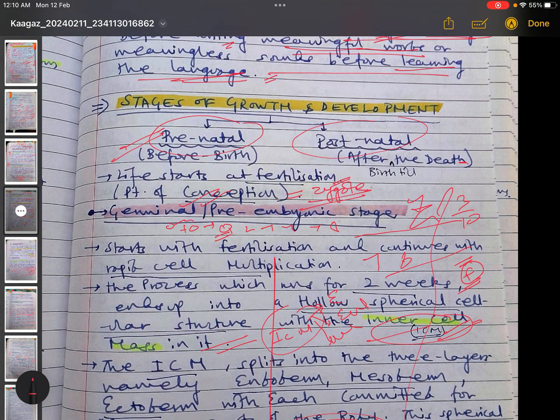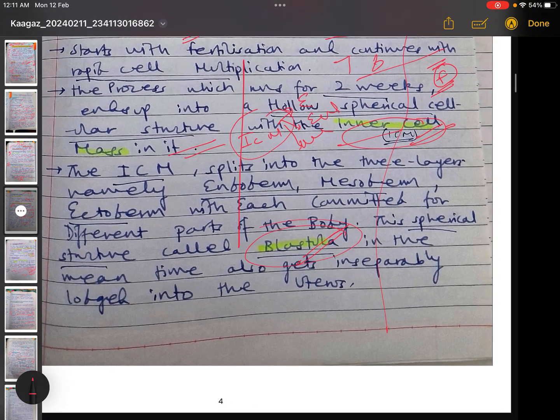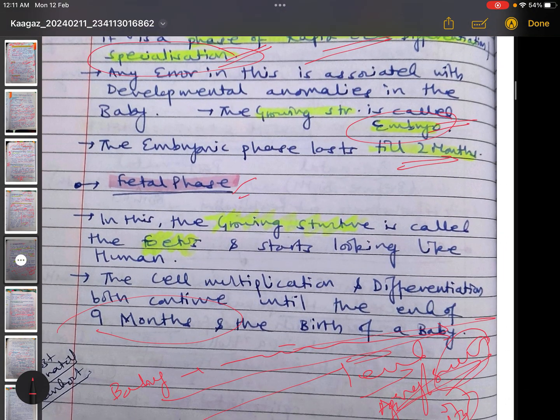Stages of human growth and development. So there are two stages: prenatal and postnatal. Prenatal means pre-birth, postnatal means after birth, maybe till death. If you have seen the PYQs, a direct question came, I think, in 2022 on prenatal. You just had to list down the stages: germinal stage, and then the embryonic phase and the fetal phase.